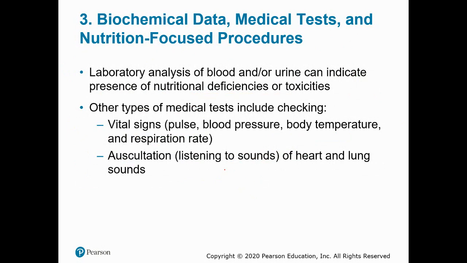The biochemical data and medical tests and nutrition-focused procedures. So again, blood analysis and urine analysis will help indicate potential nutrient deficiencies or potential nutrient excesses. Other medical tests could be pulse, blood pressure. Both are commonly used in assessing heart health, body temperature, respiratory rate, auscultation, so listening to the sounds of the heart and lungs. Again, making sure that they sound kind of clear and healthy and not kind of congested or clogged. So again, these different sort of biochemical data can inform an understanding of the person's nutritional status at the time that they come in.